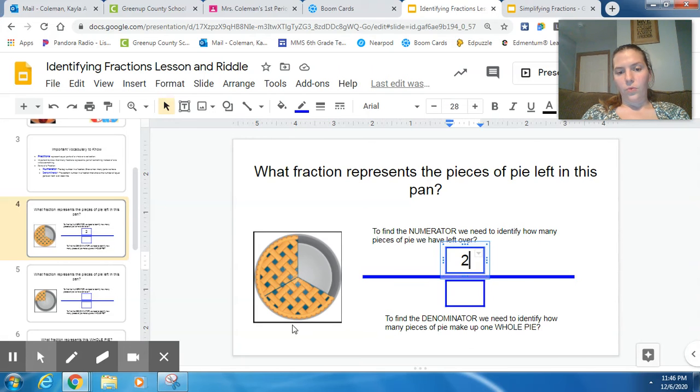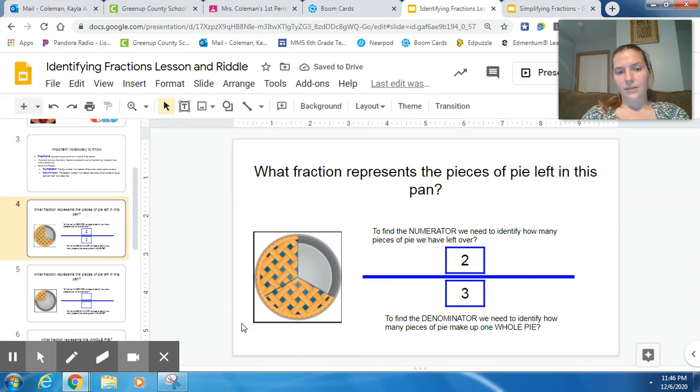If this is one piece, this is a second piece, that would have been 1/3 piece. So there would have been 3 total pieces of pie if this was a complete pie. So the total number of equal pieces that made up one whole pie would have been 3. Okay, so this fraction model represents 2/3.